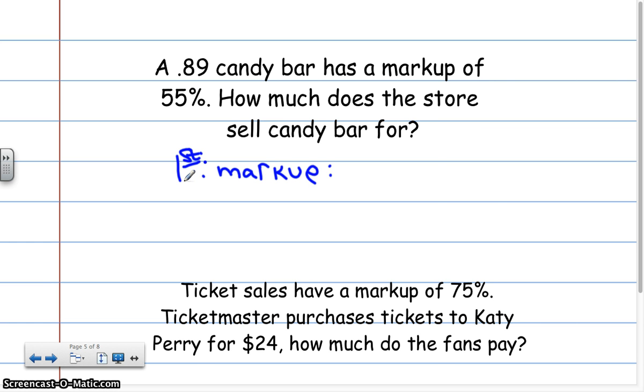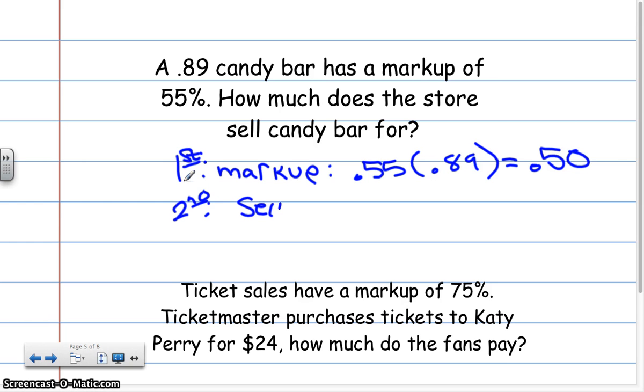And my markup is equal to my markup percentage, 0.55. I always represent it as a decimal. 0.55 times my cost, which was like 0.498 or something like that. So you round it to 50 cents, okay? Then my selling price, what I'm going to sell it for, is equal to my markup plus my cost. And my cost was 89 cents.